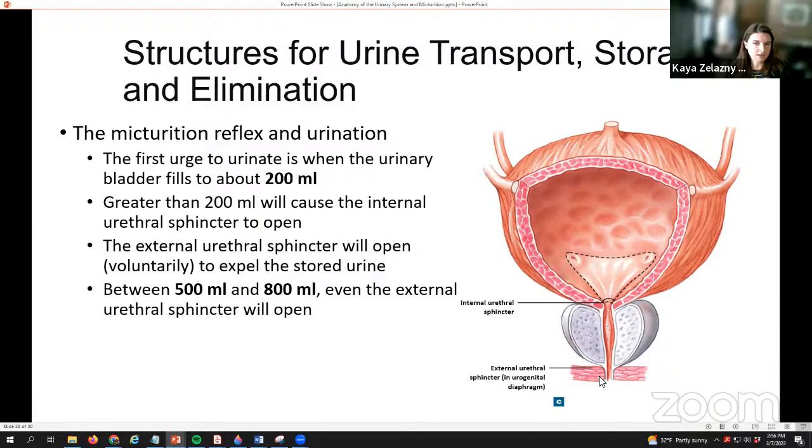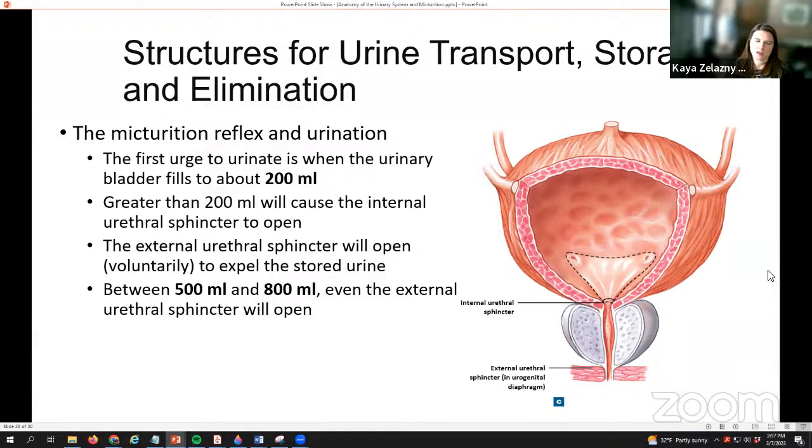You're not going to necessarily pee yet because you still have the external urethral sphincter. So the external urethral sphincter is under your voluntary control. So you are still holding this urogenital diaphragm tight, holding that external urethral sphincter tight, even though the internal urethral sphincter is open. However, there's only so much pressure that the external urethral sphincter can hold. So between 500 and 800 milliliters, even that external urethral sphincter can open potentially without your consent, right? So you can actually, if you have too much urine building up in your bladder, pee yourself basically, okay? But under your control usually, because hopefully you don't let it get that far.